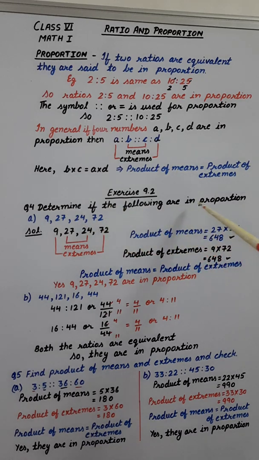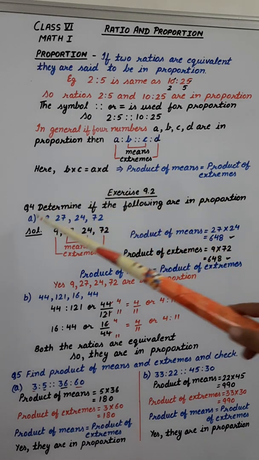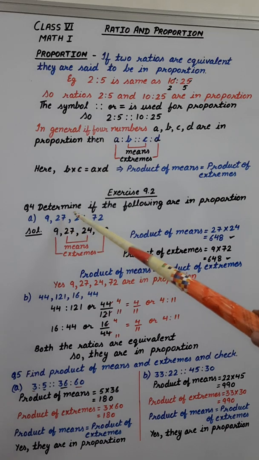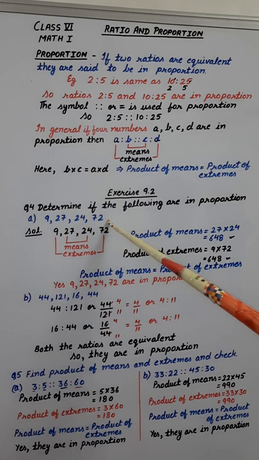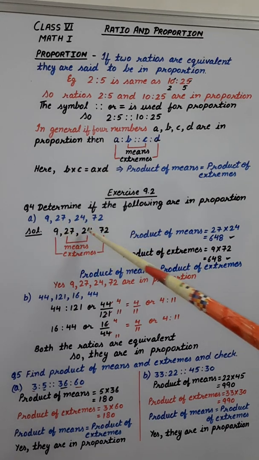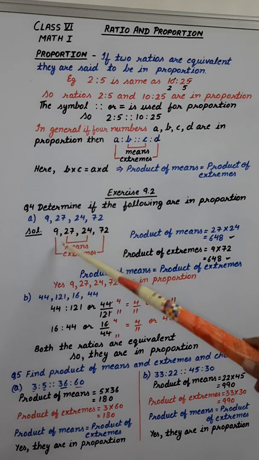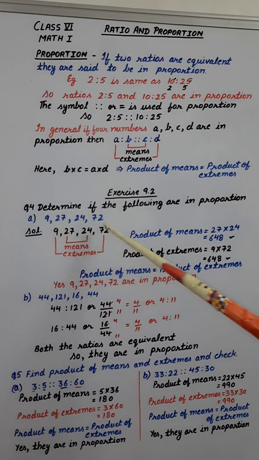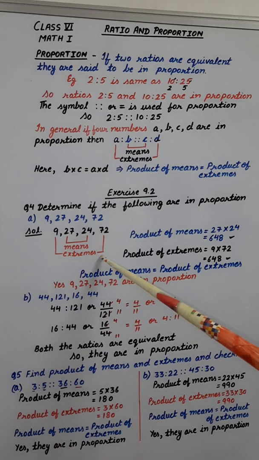Now let's begin exercise 9.2, question number 4. Determine if the following are in proportion. First one, 9, 27, 24 and 72. Now first of all, these two terms in the middle are called means, and these two terms are called extremes.